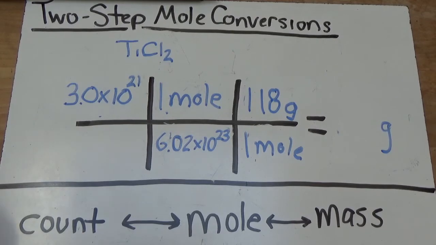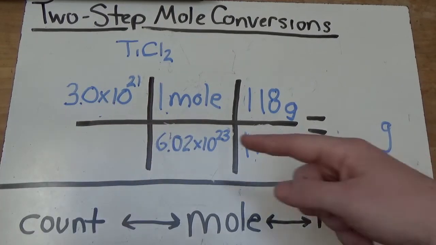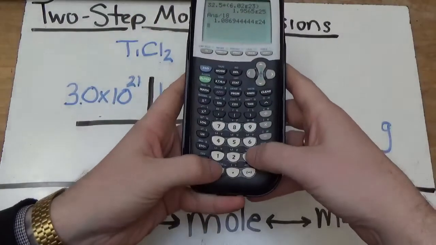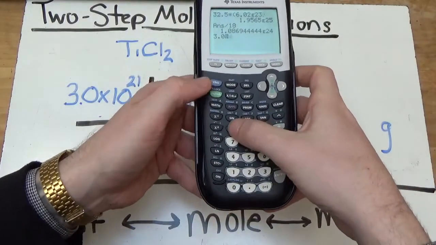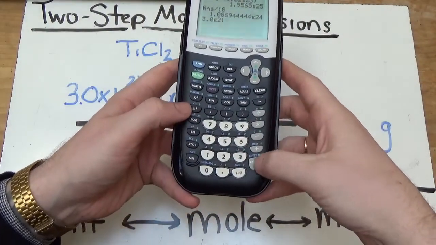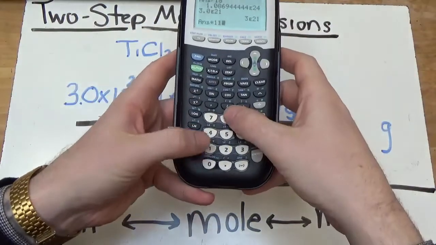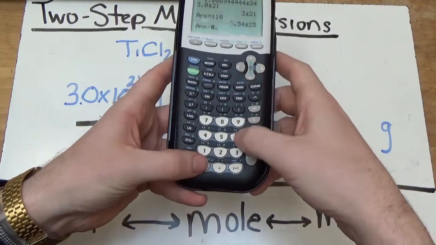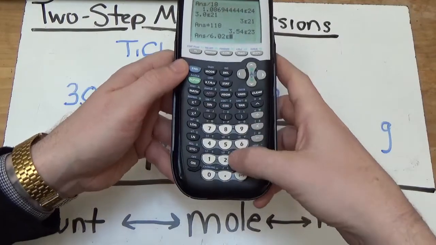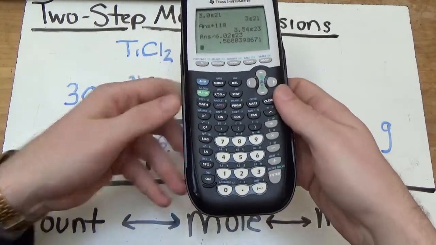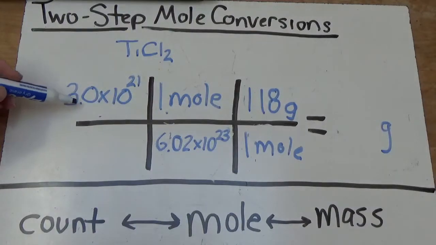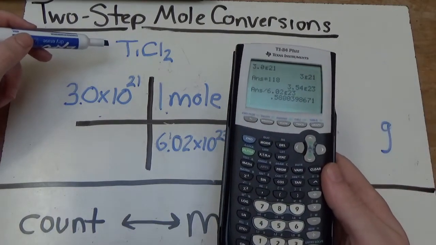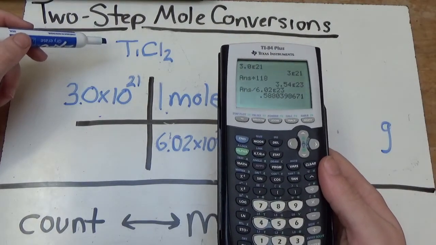When I go to my calculator, I'm going to multiply across the top, divide across the bottom, just as I did in the last problem, and that's going to look like 3.0 exponent 21 times 118 divided by 6.02 exponent 23. This means that if I have 3.0 times 10 to the 21 formula units of titanium II chloride, that's going to weigh 0.59 grams.